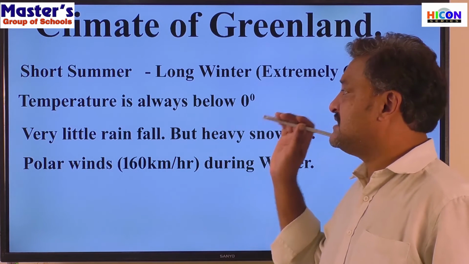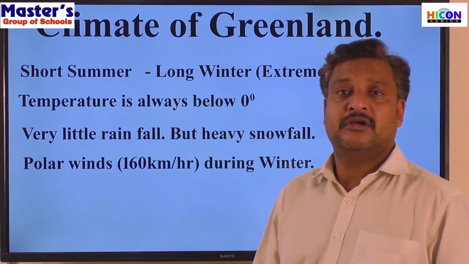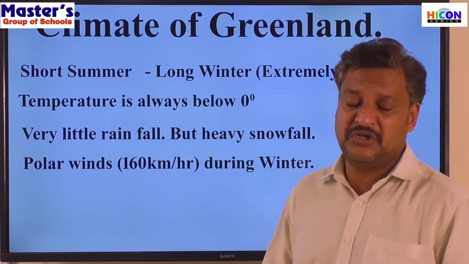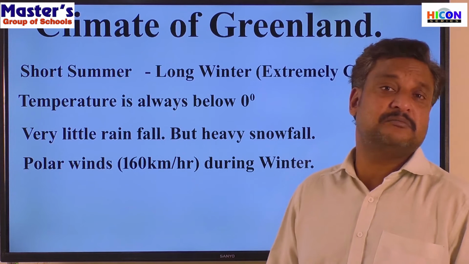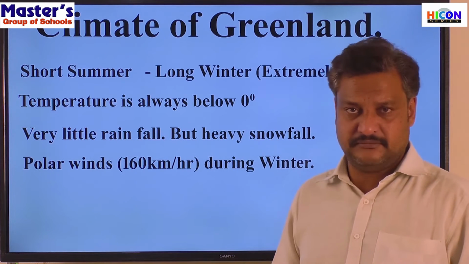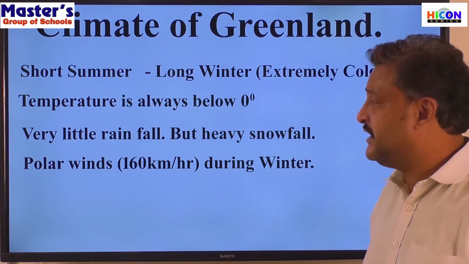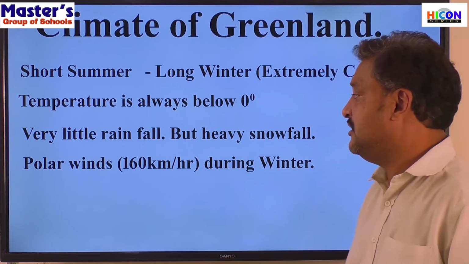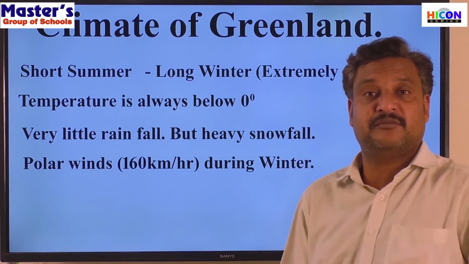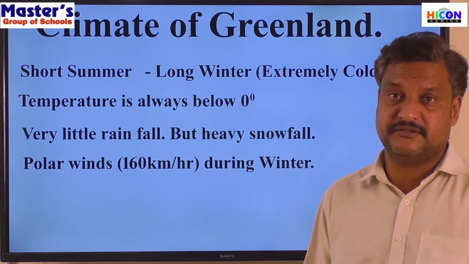Okay, so summer is very short, and winter is long, and the sun can be seen only during the summer season. During the winter season, we can hardly see any sun there. We cannot see the sun. Then temperature is always below 0 degrees. Very little rainfall, but very heavy snowfall happens there. Polar winds at a speed of around 160 kilometers per hour blow during the winter season.